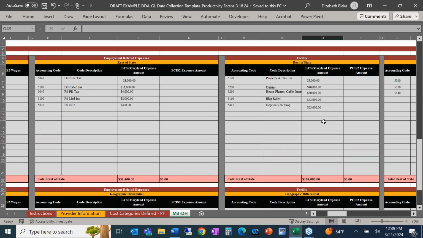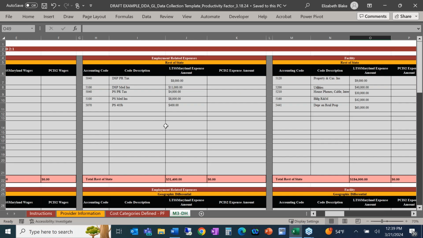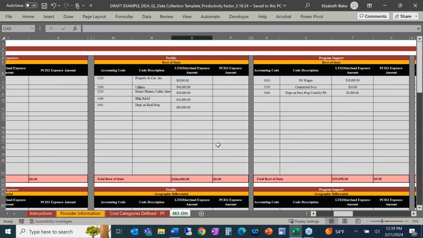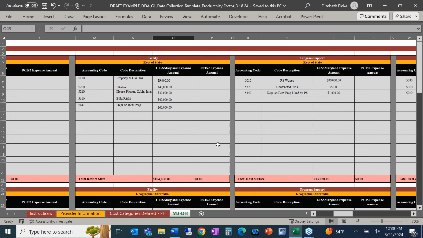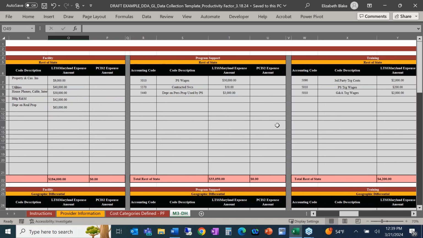So you're only reporting it once in the template. You're just going to stop reporting it up here and only put it in the table below. And then, like I said, facility has not changed, so we're not going to really go through that, but there's more details on our cost categories defined tab if you're interested in what to include in there.